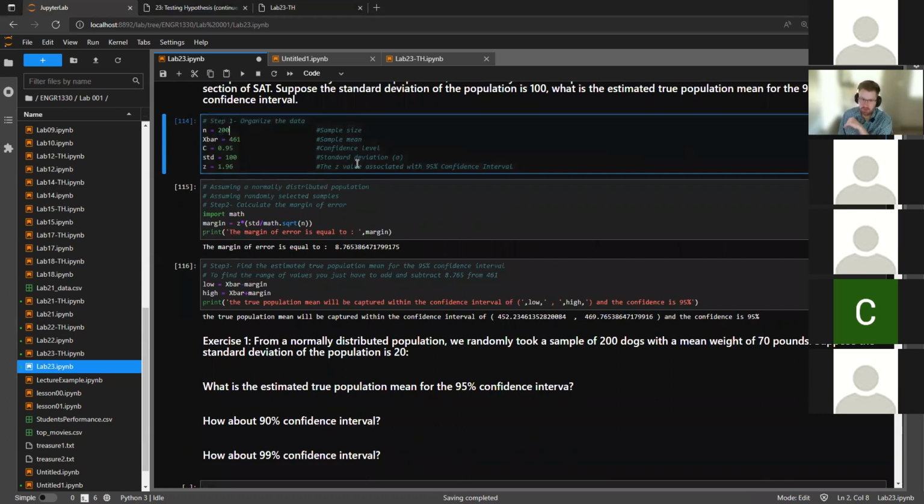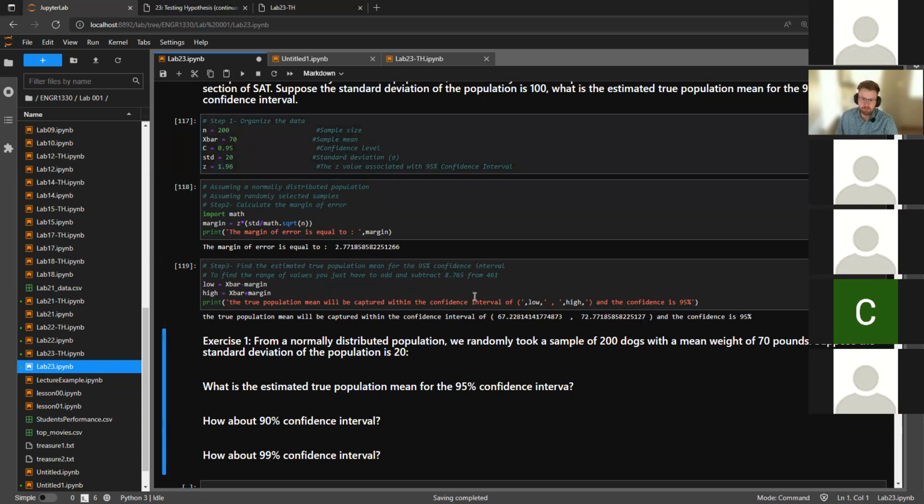What's the sample size? It's 200. What's the mean we got from our sample? It was 70. What's the confidence level? It's 95. All right. What's our standard deviation? It's 20. Now, what is the z-value for a 95% confidence interval? It's 1.96. How do you know that? Well, I told you I'd tell you one of them. Okay, so let's run these. Margin of error is going to be 2.77. And this was the number we saw earlier.